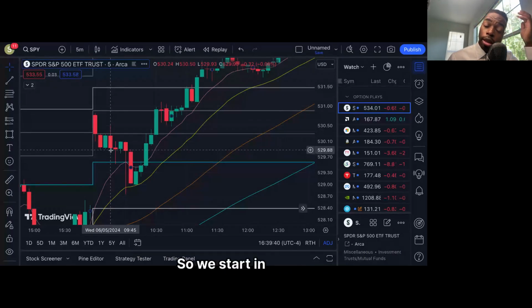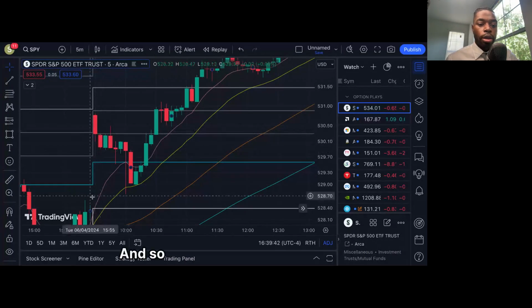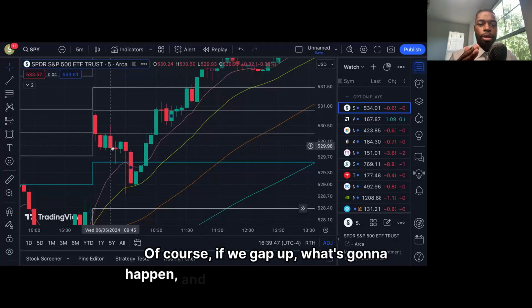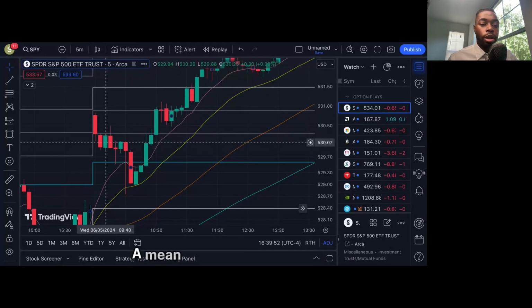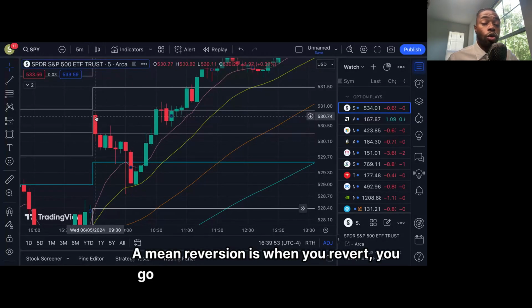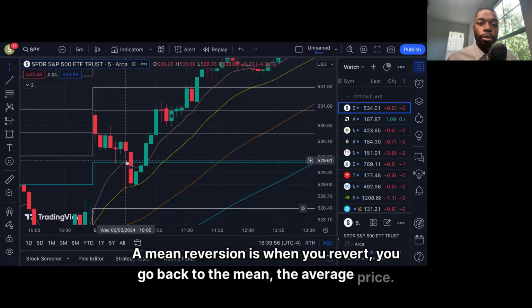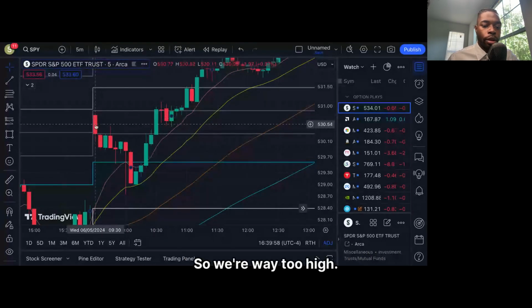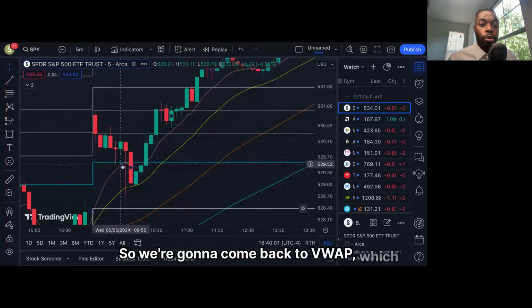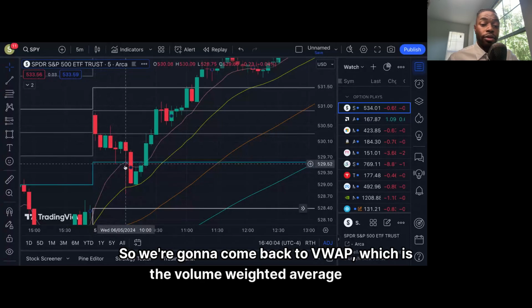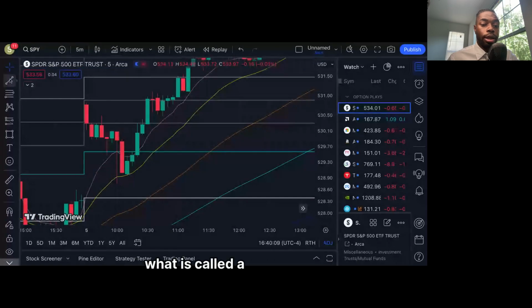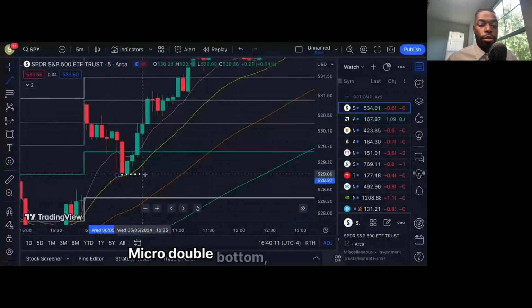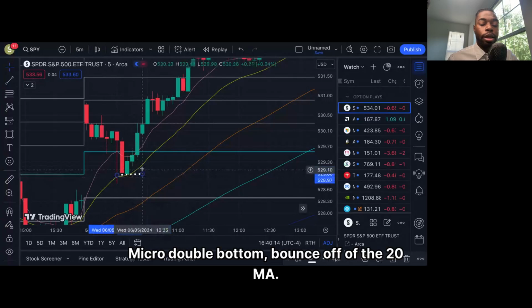So we start in the call zone, and so we gapped up. We gapped up, starting in the call zone. Of course, if we gap up, what's gonna happen, and you need to understand this, is we're gonna do a mean reversion. What is a mean reversion? A mean reversion is when you revert, you go back to the mean, the average price. So we're way too high. So we're going to come back to VWAP, which is the volume weighted average price. So we come back to it, and then we create what is called a micro double bottom. Okay, micro double bottom, bounce off of the 20 MA.